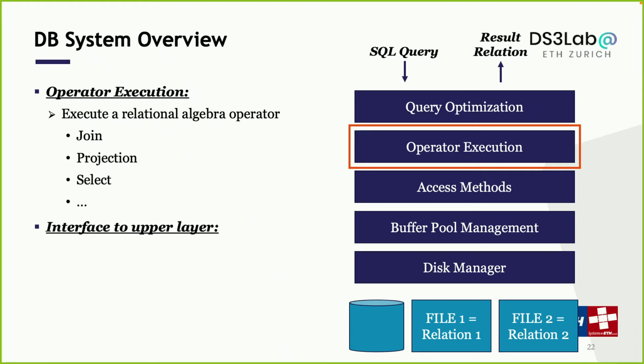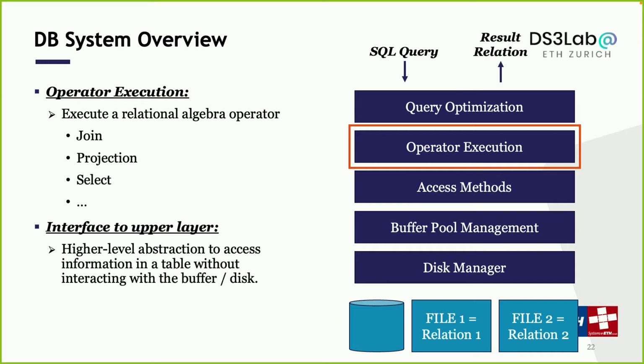The interface we are going to provide to the upper layer is essentially a higher level abstraction to access information without interacting with the buffer, without interacting with the disk, without worrying about how to build a B plus tree or how to build a hash table. All of this is done. Okay? You just tell the access method layer this is the sequence of access that I want in order to implement this relational algebra operator.